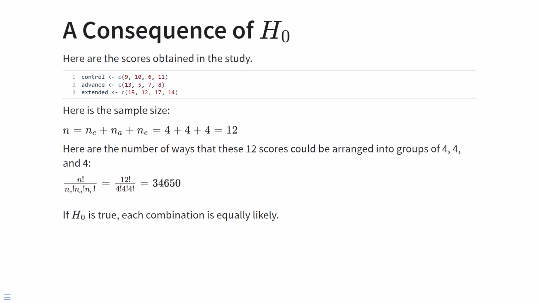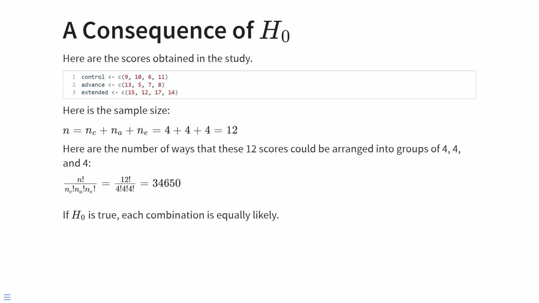The number of ways that these 12 scores could be arranged into groups of 4, 4, and 4 is 12 factorial divided by 4 factorial times 4 factorial times 4 factorial. In general, it is the total sample size factorial divided by the product of the individual sample sizes, each factorial. In this example, there are 34,650 different combinations of ways that we could assign these scores to each of the conditions. You can see that the number of combinations grows very large, very fast.